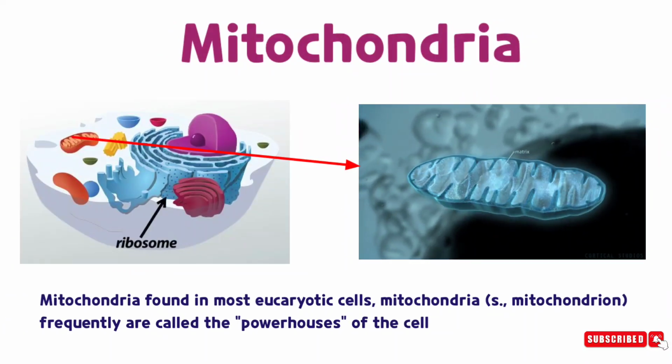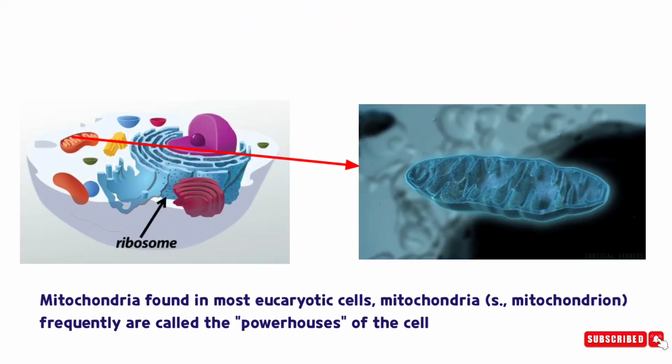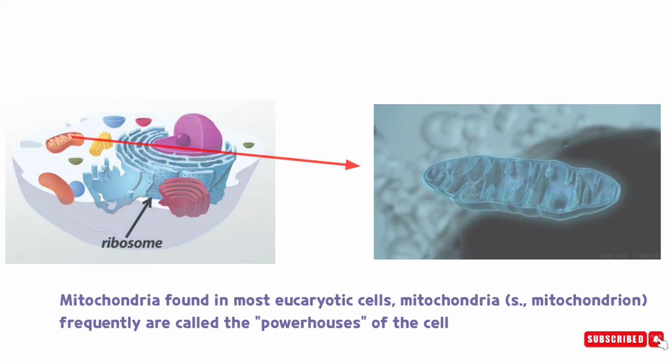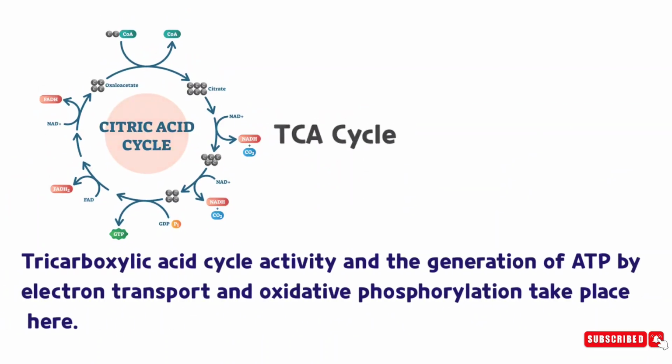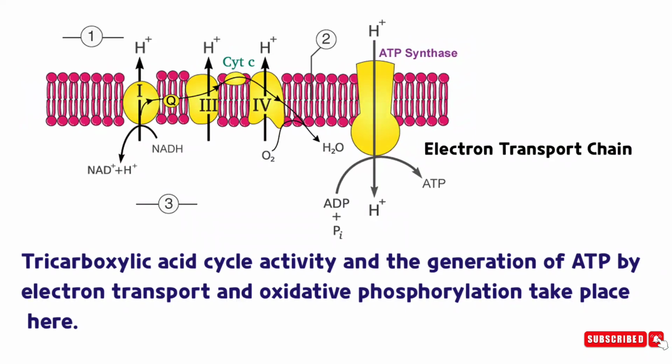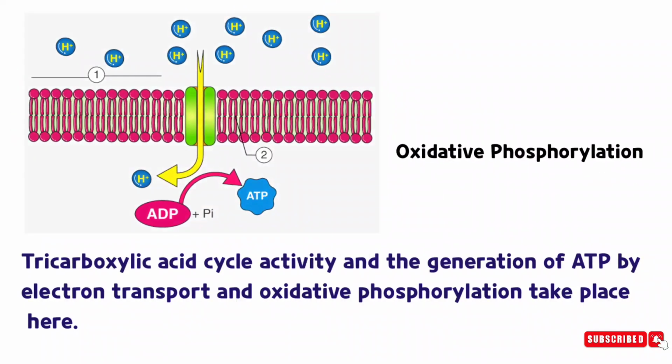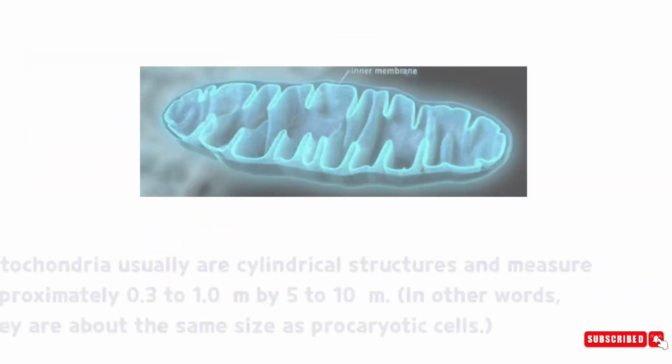Mitochondria are found in most eukaryotic cells. Mitochondria are also called the powerhouses of the cell. Tricarboxylic acid cycle activity and the generation of ATP by electron transport and oxidative phosphorylation take place here.